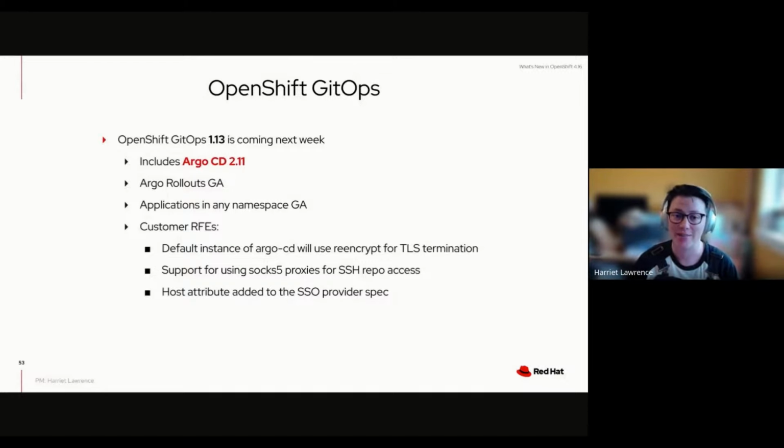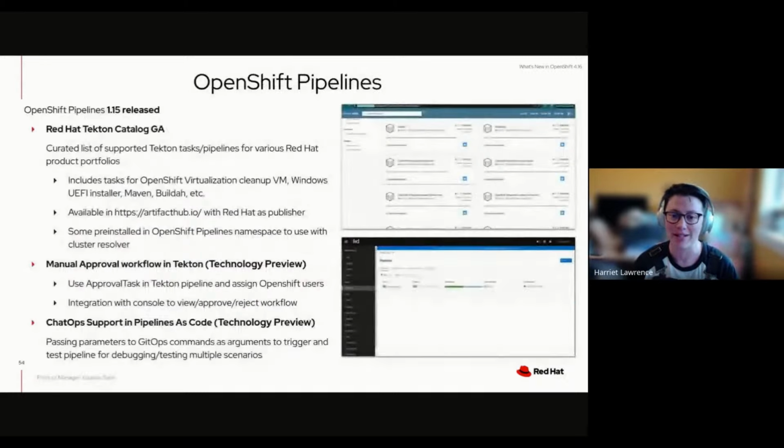We've also got 3 customer RFEs included in this release. So the default instance of Argo CD that's installed with the operator will now be using re-encrypt instead of pass-through for TLS termination. If you're using SSH with your Git repos, you can now do that through a proxy. And finally, we've added a new attribute to the SSO provider spec so that you're able to customize the Keycloak route name. And I'll hand over to Gustavo to talk about pipelines.